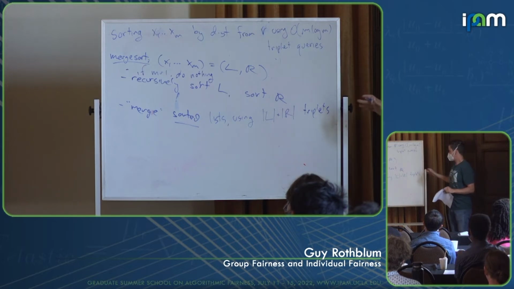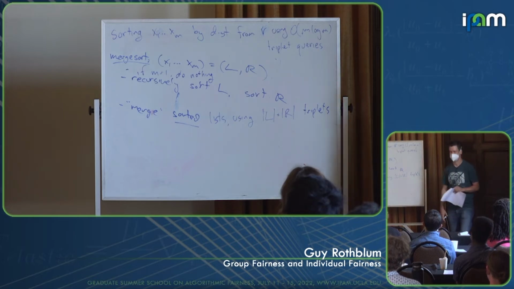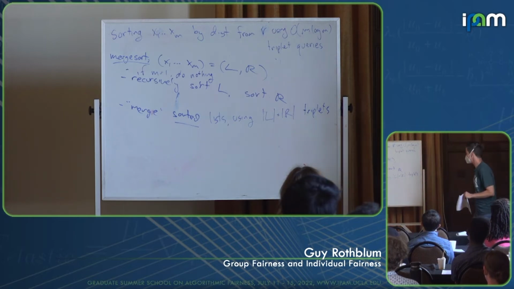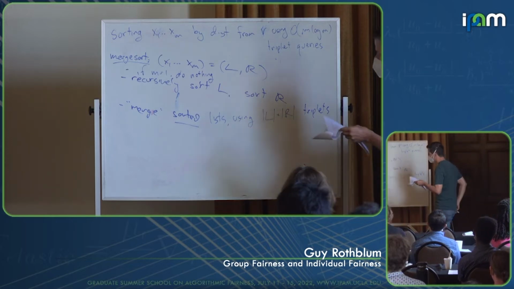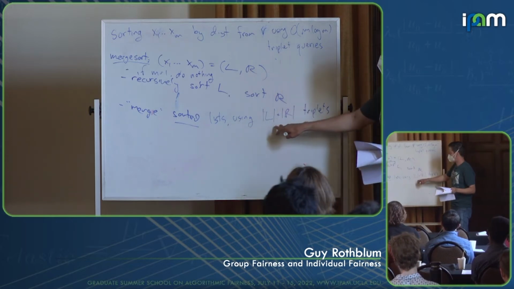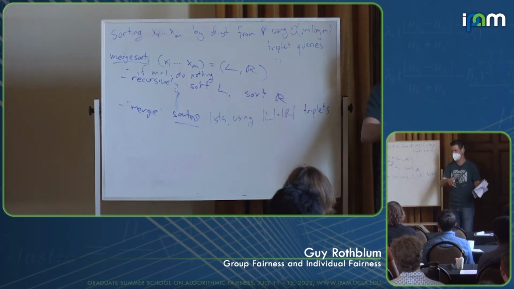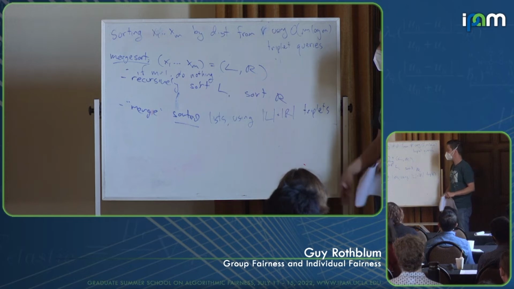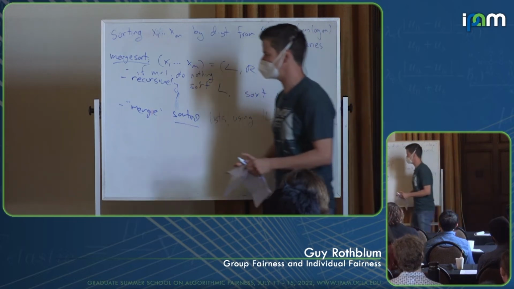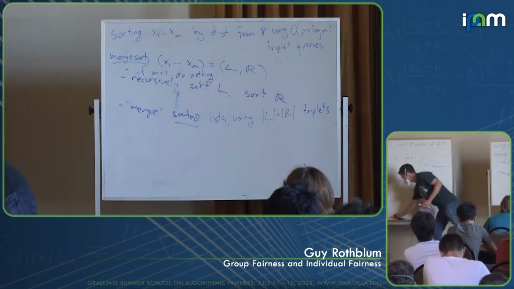Okay, so that's the algorithm. We'll talk in a minute about merging sorted lists, just because it's fun, and some of us may not have seen it, or it's been a while since we've seen it. The point is that if you believe me that we can merge sorted lists using a linear number of queries, the size of the left plus the size of the right lists, then the complexity of this whole algorithm is going to be m log m.